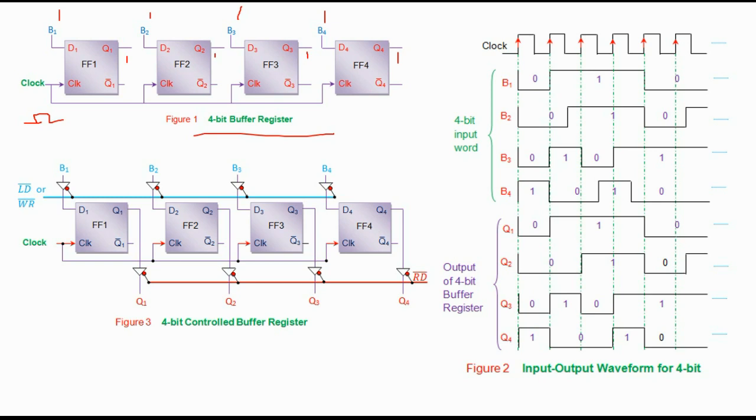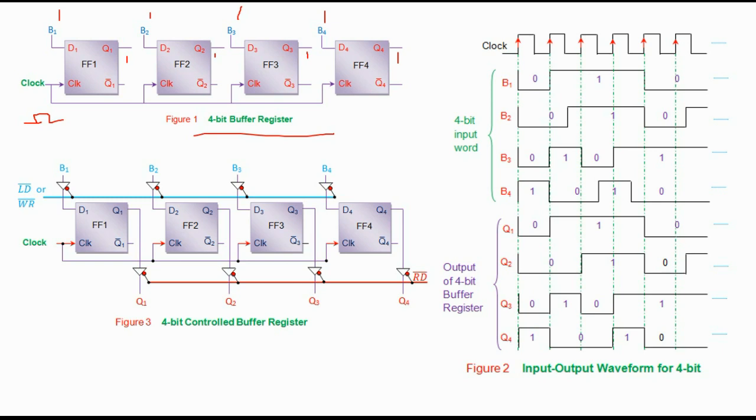The problem in this case is the input data flow. We do not have any control on input data and output data. That is the problem with the buffer register. We need to overcome it by using the control buffer register concept. But first you need to understand the concept of the 4-bit buffer register.